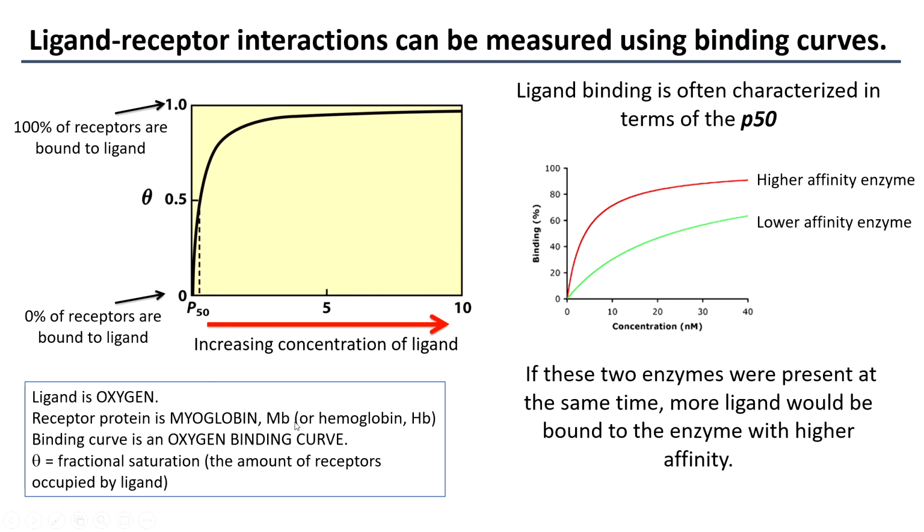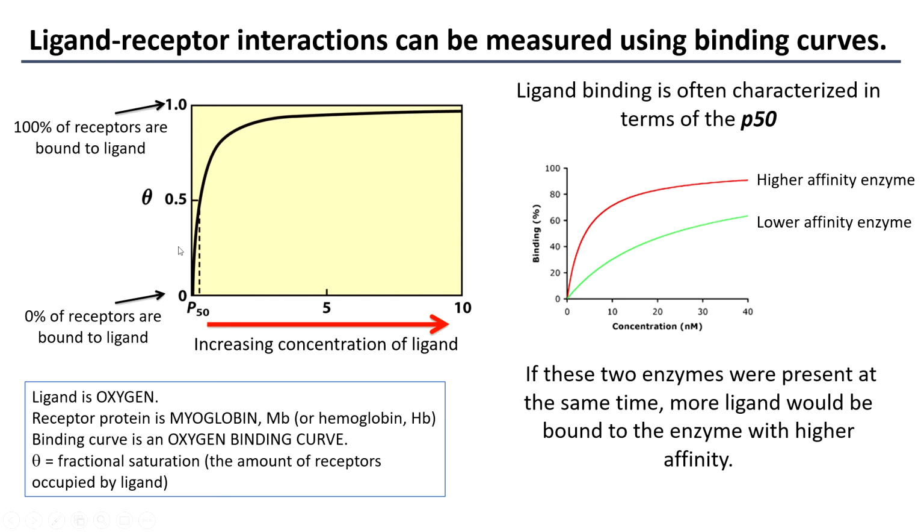And then in other curves in the next video, we'll see how we adjust this for when the receptor protein is hemoglobin, or Hb. Because oxygen is the ligand, we specifically call this an oxygen binding curve. Theta right here is the fractional saturation, and what this is telling you is basically the same thing as P50. So it's a measurement of ligand concentration when 50% of the receptors are bound to ligand.